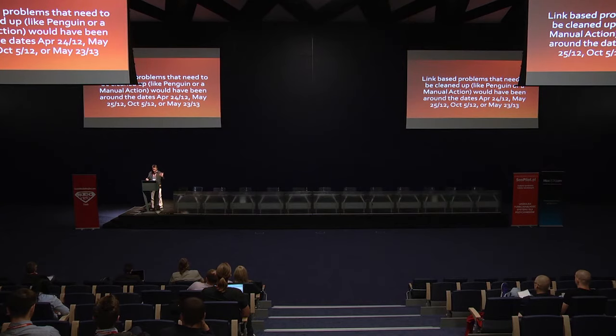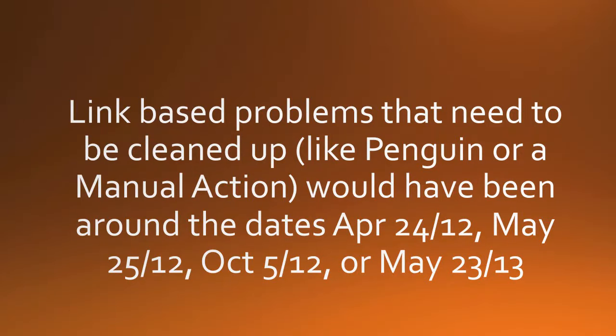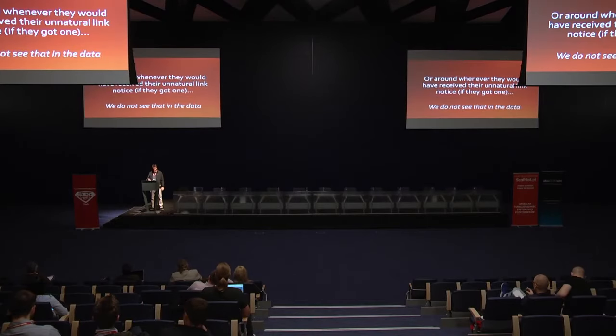So, just off the top of my head, the dates for Penguin, as far as we know, are April 24th, 2012, May 25th, 2012, October 5th, 2012, and May 23rd, 2013. Now, after that, they may have tweaked the algorithm because, as you know, we're kind of in the summer of SEO hell right now, where algorithms are being released and things are going up and down and nobody knows exactly what's going on. So they could have released Penguin one more time, but we're not sure. And of course, this does not include if they've received an unnatural link notice, but we do not see any of that in the data, right?